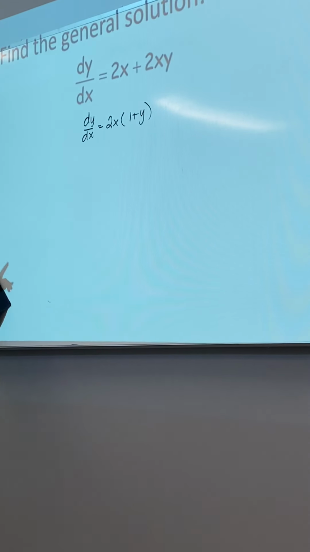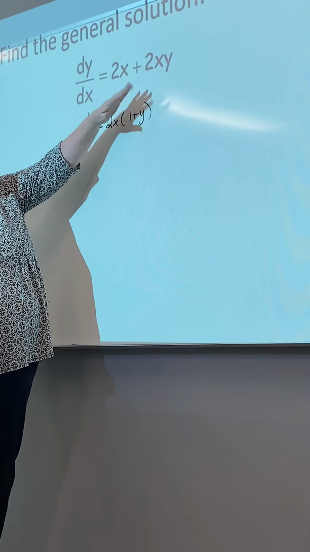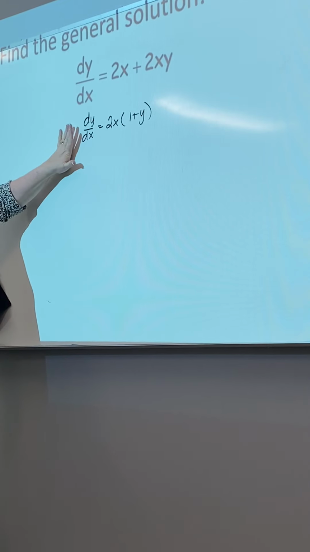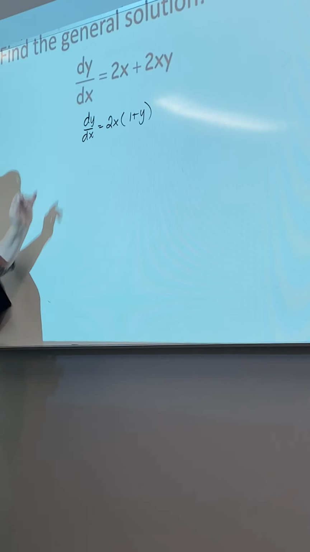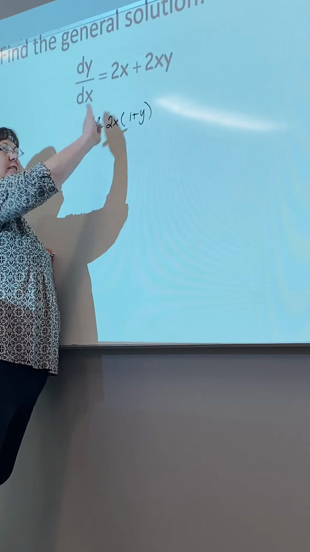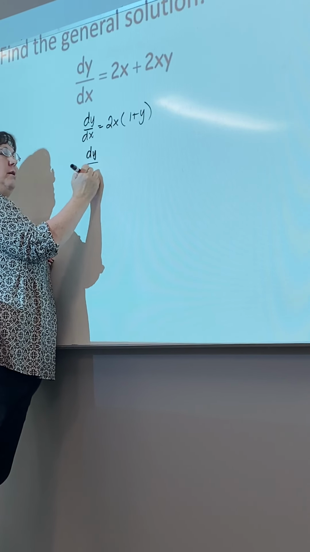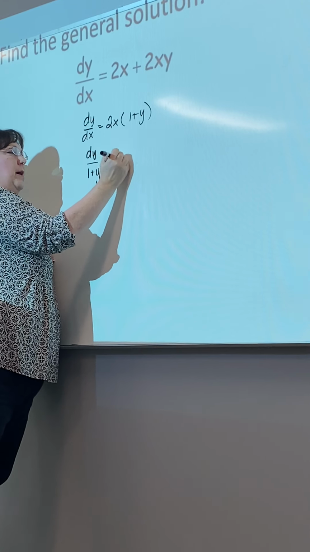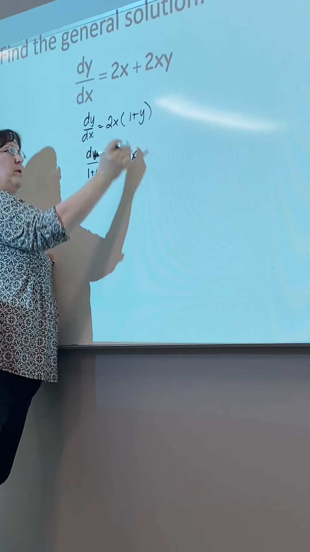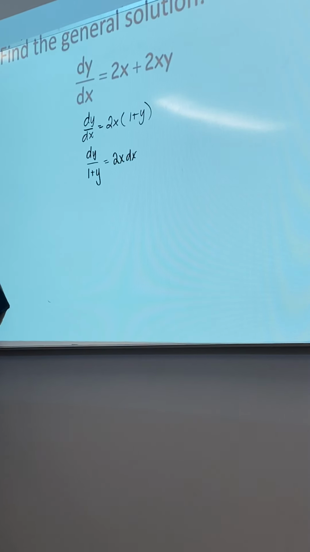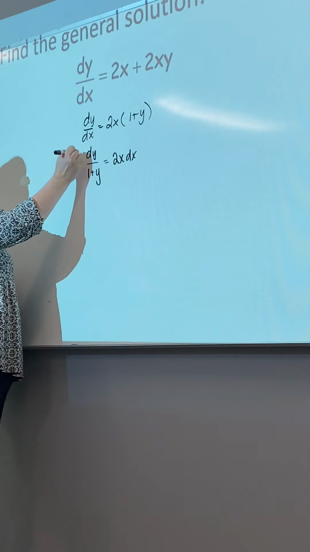Now I will give you a hint. If you have a coefficient in front of the variables, you're not going to want to move it with the y because that makes the antiderivative more difficult on the y side every time. So when I do this, I'm going to leave the 2 on this side. I'm not going to divide by the 2. So I'm going to have dy over 1 plus y equals 2x dx. So I divided by the 1 plus y and I multiplied by the dx. Okay, antiderivative of both sides.